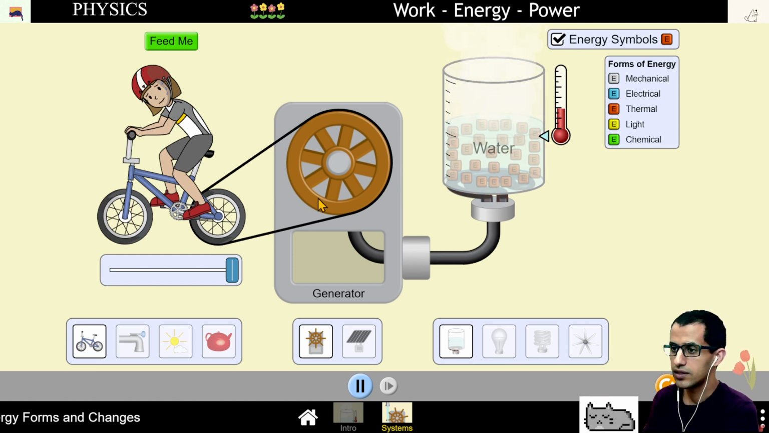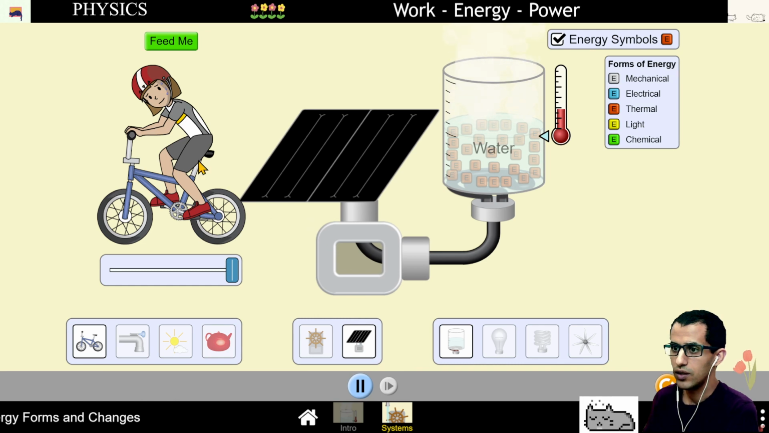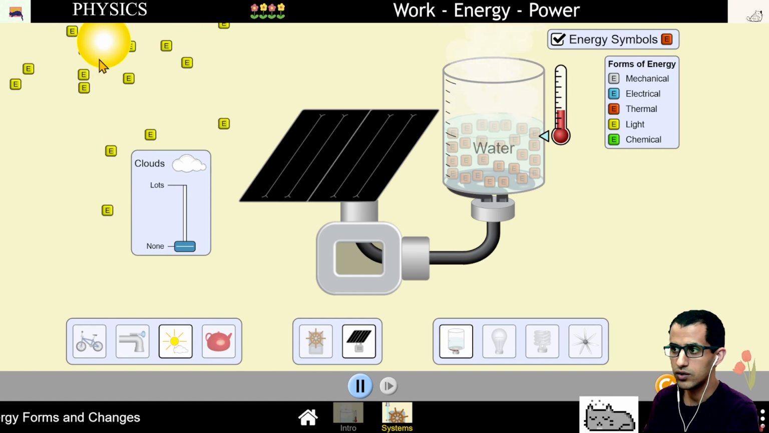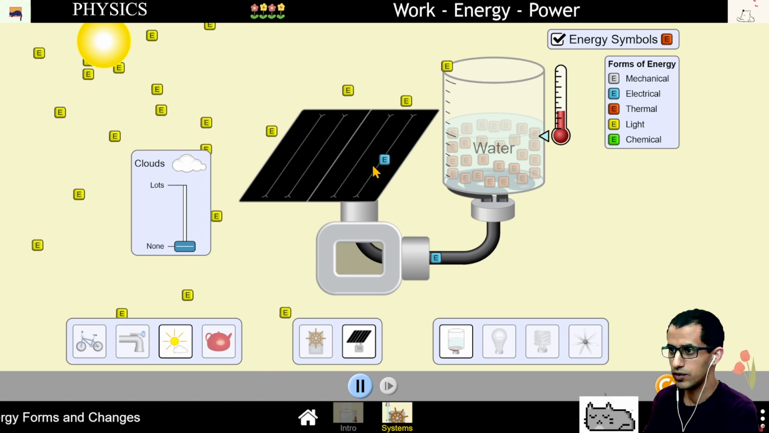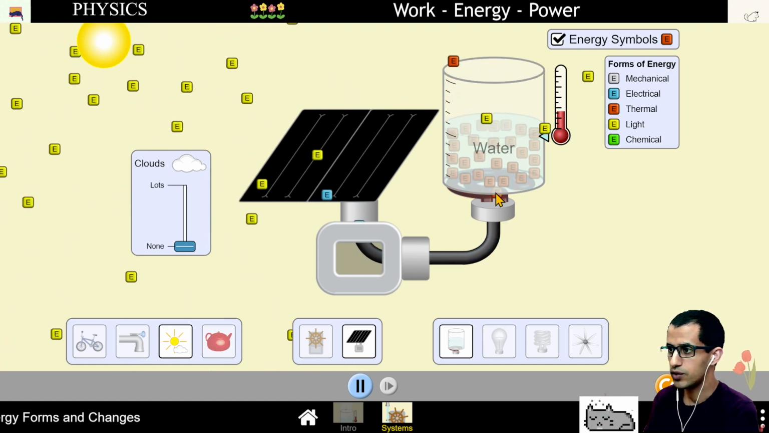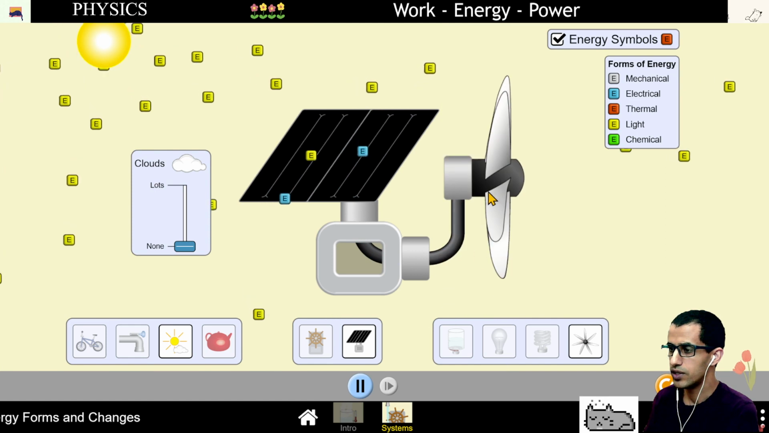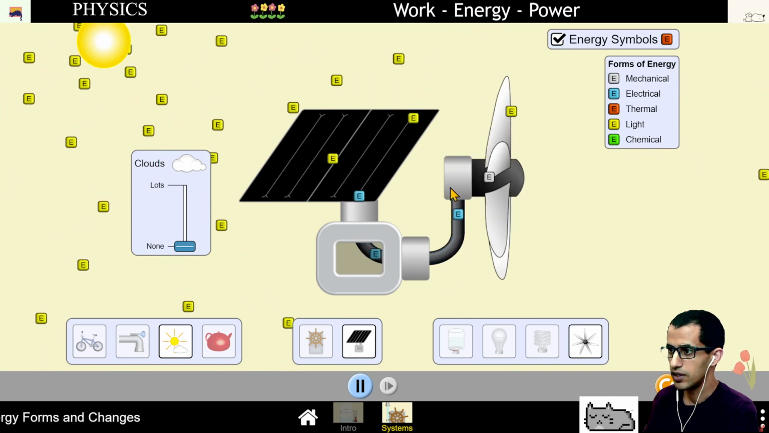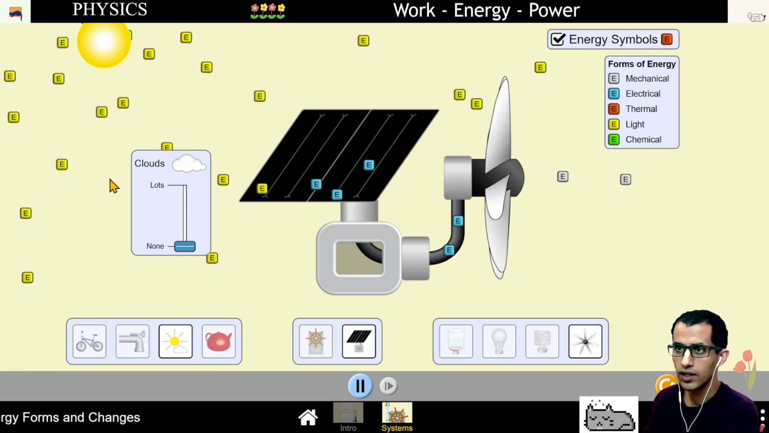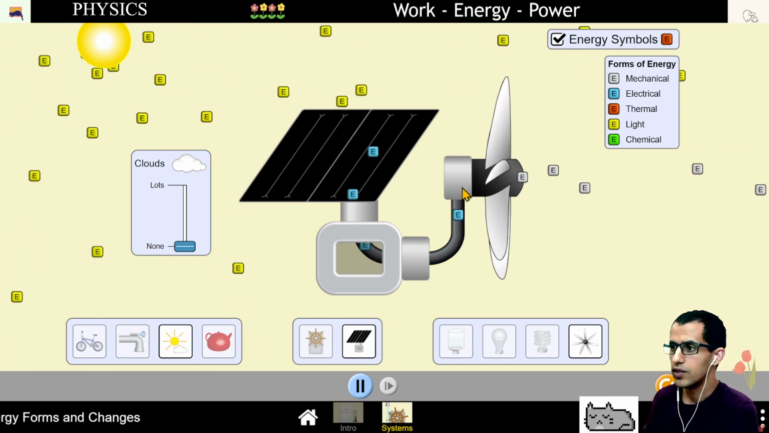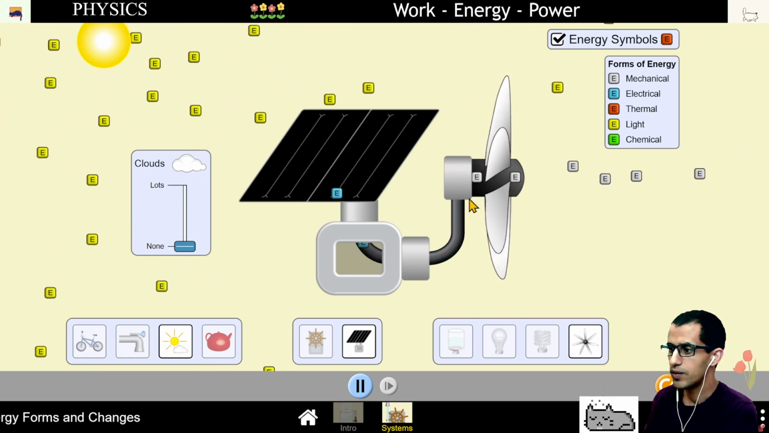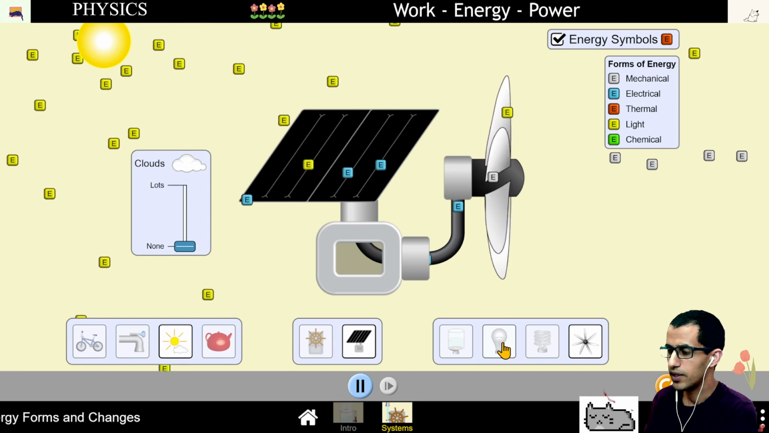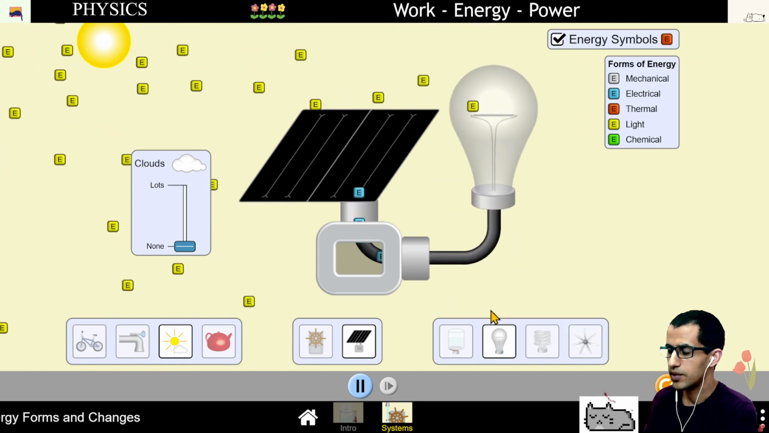We can switch this generator for a solar panel. Although we need to change our source of energy, we can now use the sun as a source of energy, where it's going to emit lots of light energy. The solar panel converts it into electrical energy, which can then be used to heat up the water again, or to spin this fan, for example, using this electric motor. We should also see that some heat is being generated here by the motor, or maybe it's not in the simulation. Let me go back to the light bulb.